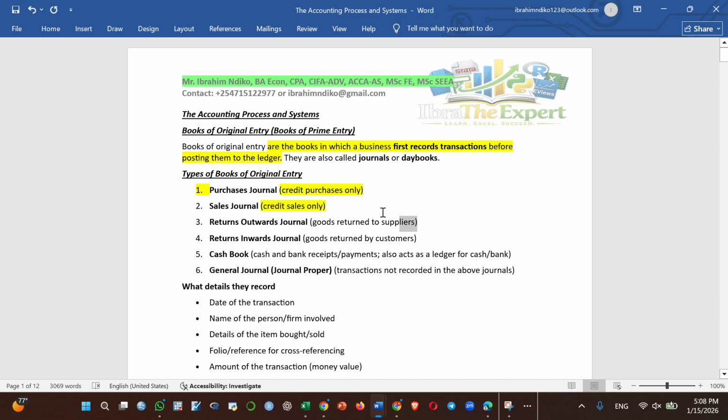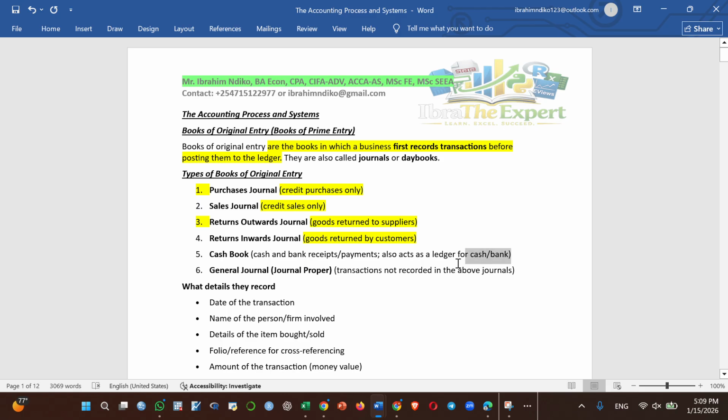Then you have the return outwards journal. This one records the goods returned by the business to the supplier. Then the return inwards journal records goods returned by the customer to our business. So in this case, we assume we are the business, or we are the ones who are recording.